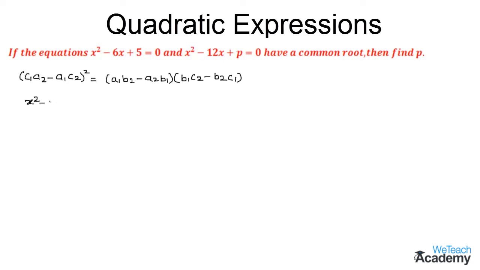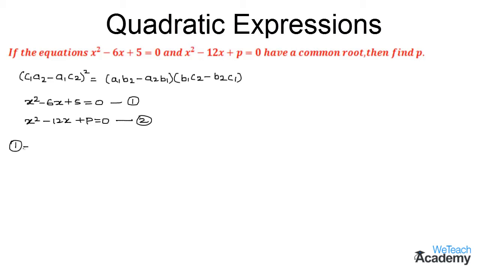First we write the given equations. We have the first equation as x square minus 6x plus 5 is equal to 0, which we name equation 1. Then we have x square minus 12x plus p is equal to 0, which is our equation 2. Given that the two equations have a common root, the roots of equation 1 would be the roots of equation 2.